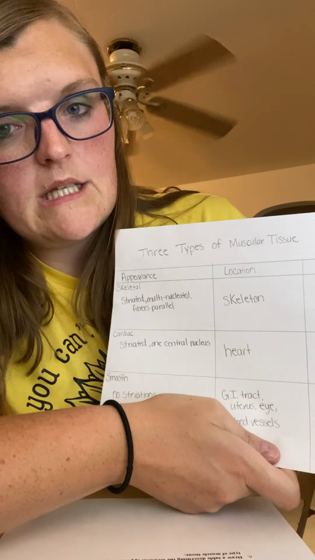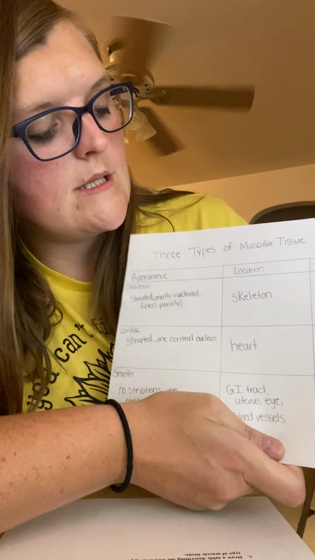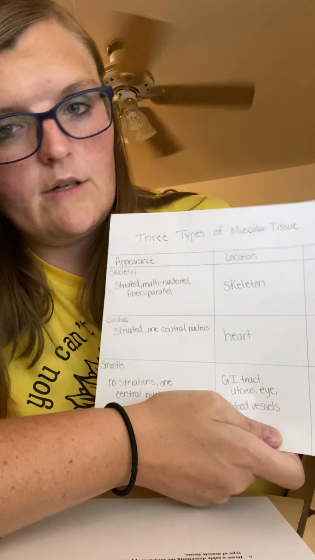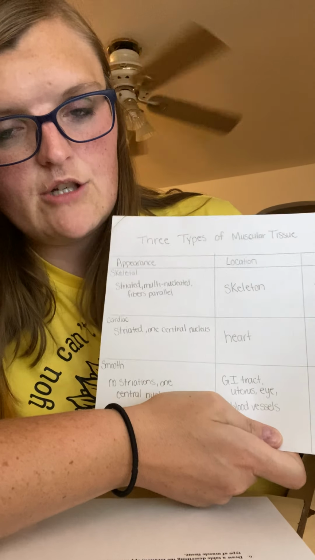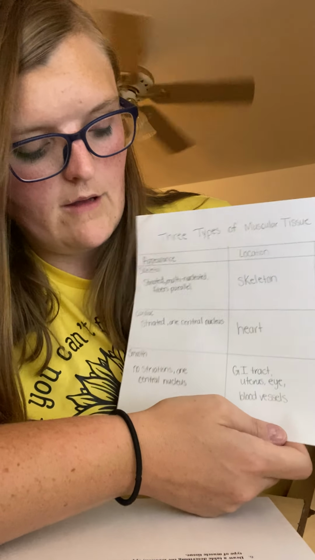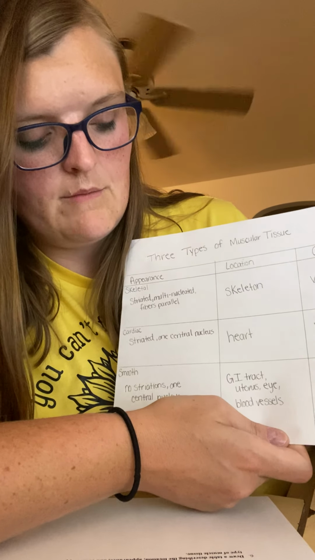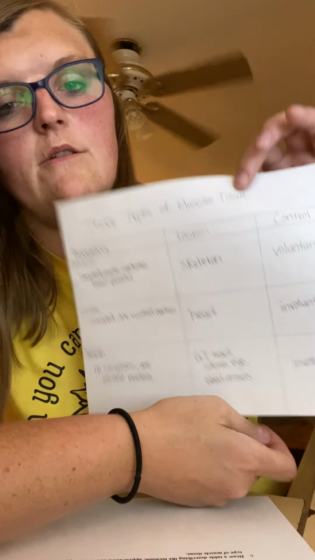Cardiac is involuntary. We don't control how our heart pumps. And then smooth muscle is also involuntary. We don't control how our tummy or our GI tract functions and moves. We don't control our eye muscles or our uterine muscles or our blood vessels. It's all something our body does for us. That's it.